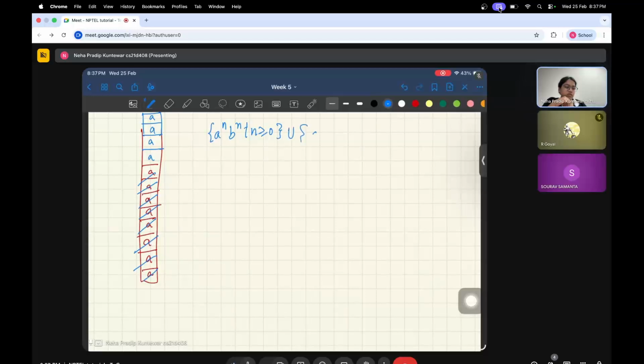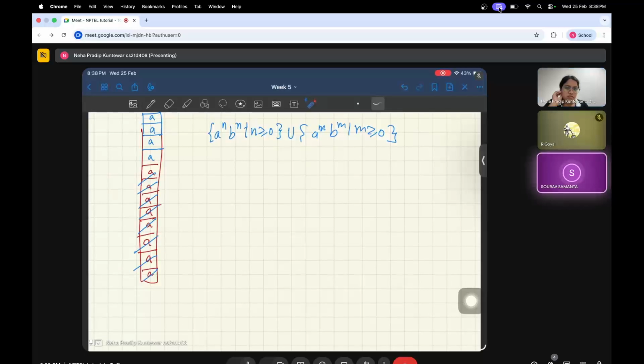This is what you mean? Union means both conditions accepted. Union, in general, means one condition accepted or the other condition accepted. If any one condition is true, then it will be accepted within the set.